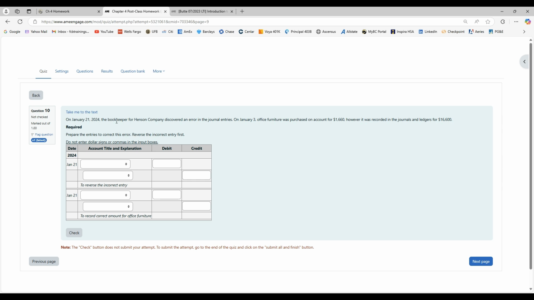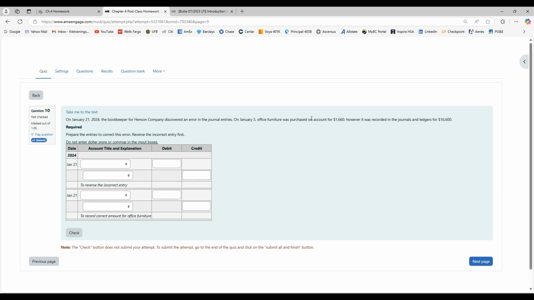Okay, on January 21st, 2024, the bookkeeper discovered an error in the journal entries. Let's see what happened. On January 3rd, we purchased office furniture on account for $1,660. However, it was recorded in the journal for $16,660. So step one of fixing an error in journal entries, because that can happen, is to reverse the original incorrect entry.